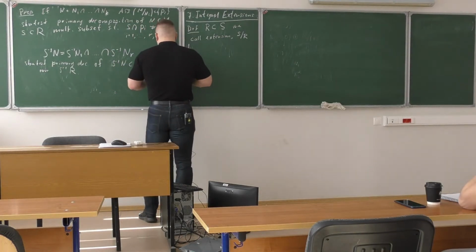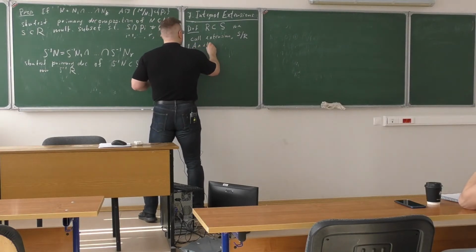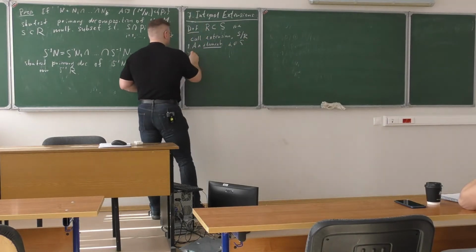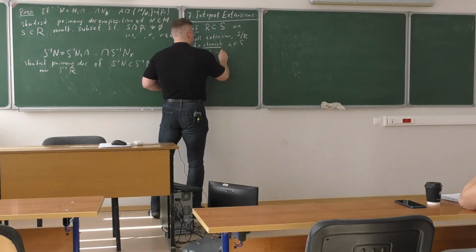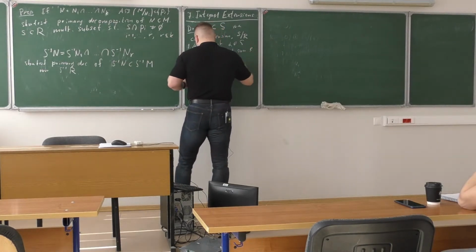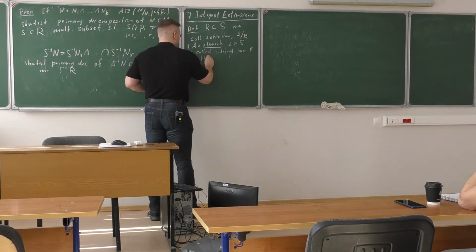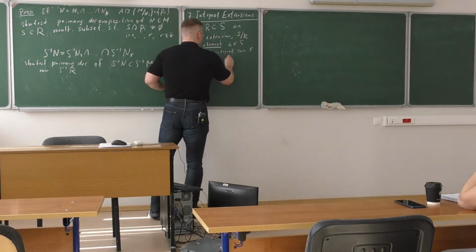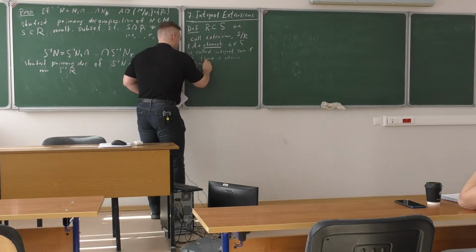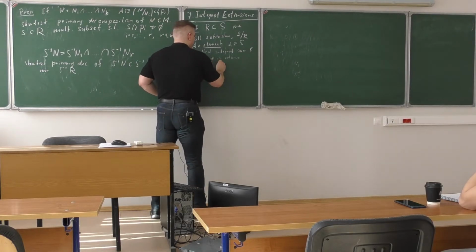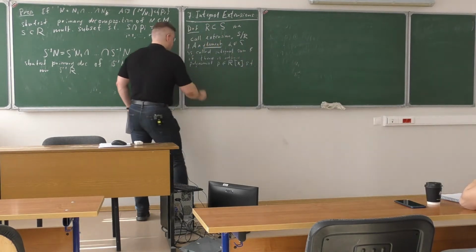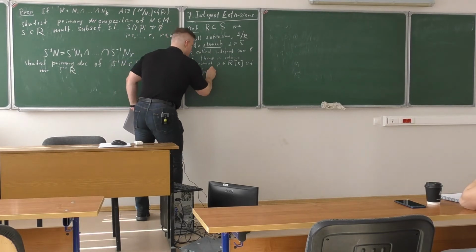So then an element alpha in S is called integral over the ring R if there is a monic polynomial, say P, with coefficients in R, such that P of alpha is equal to 0.